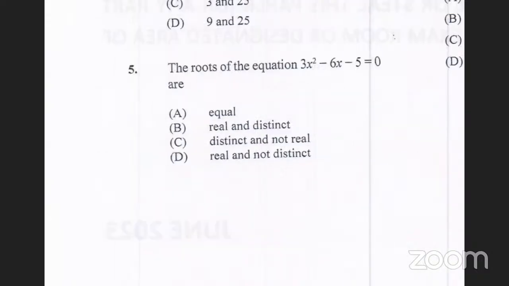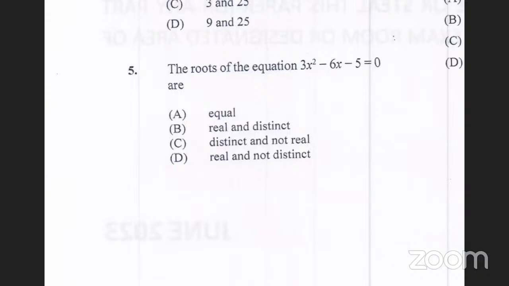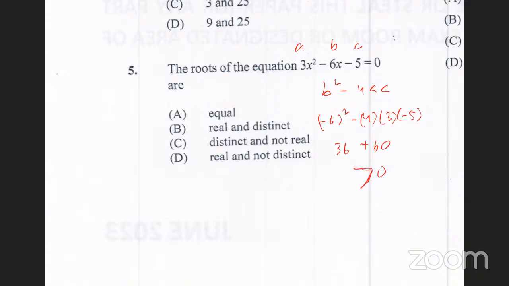Next one, right? They want the roots of the equation. So this is A, this is B, this is C. One option is to just plug it in the calculator and see if you get real and distinct, or you could just use B squared minus 4AC, right? Minus 6 squared minus 4 by 3 by minus 5, right? There's 36 plus 60. Regardless, it's something more than 0, right? Something greater than 0. So if it's greater than 0, you have real and distinct roots. Okay.